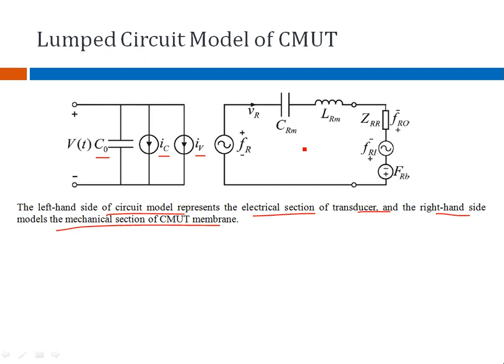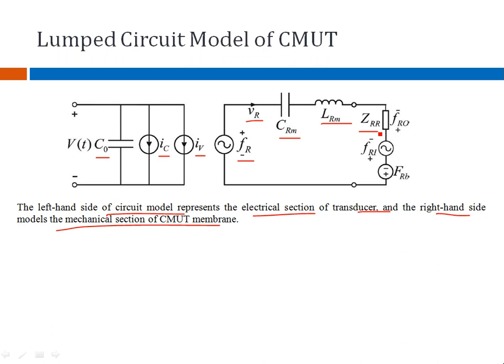So you have the transduction force Fr, and then there's a through variable, which represents the particle velocity, given by the time derivative of the profile, d by dt of x of r. And you have the plate compliance, which is linear. The mass of the plate is represented by the inductance Lrm. And the radiation resistance is represented by Zrr. So this is the acoustic port, which is terminated in its own radiation impedance.